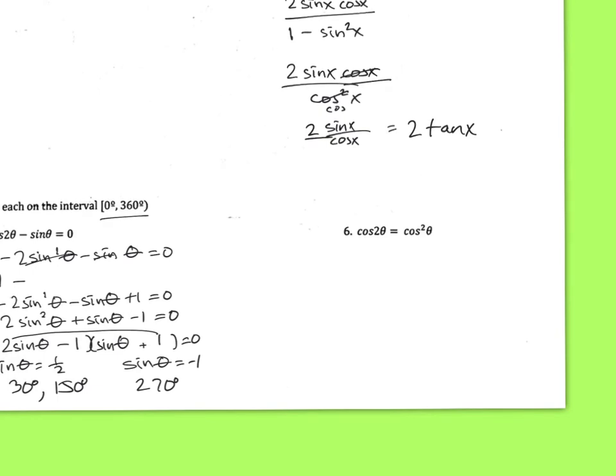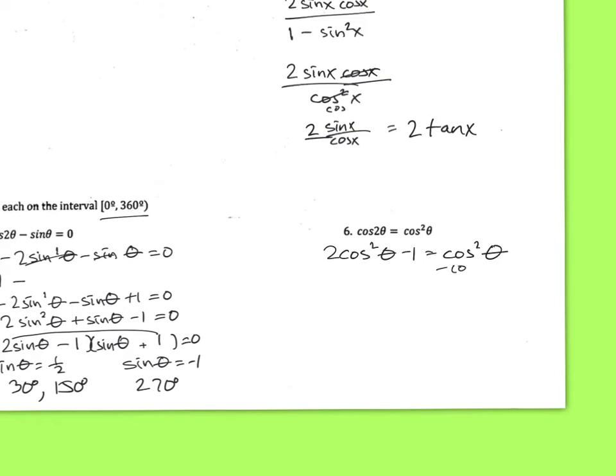Cosine of 2 theta, lots of choices. I'm going to go with the cosine squared one because of the other side. So I have 2 cosine squared theta minus 1, just copied right down from the formula sheet, your identity paper. You don't have to know those, you just have to have them handy.